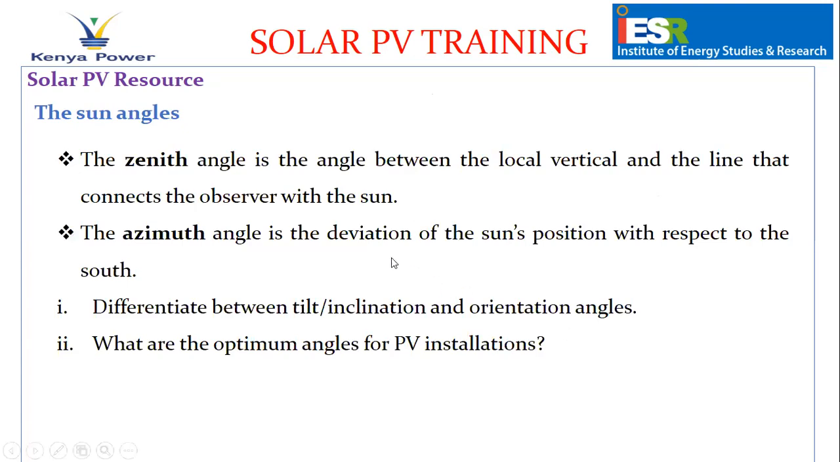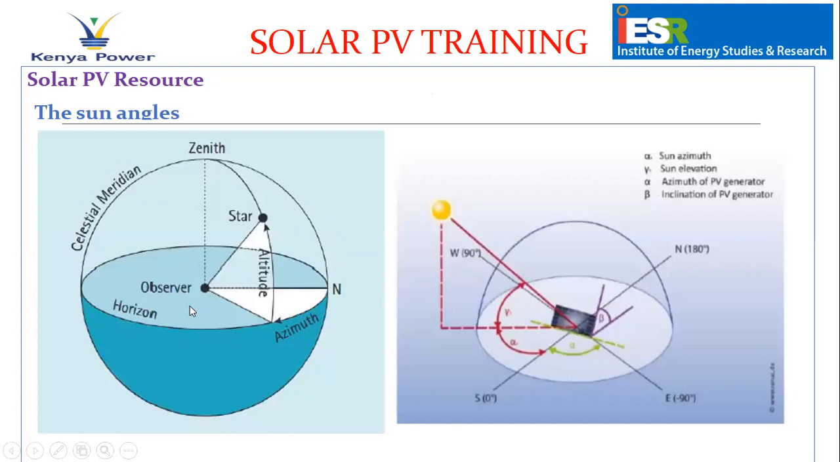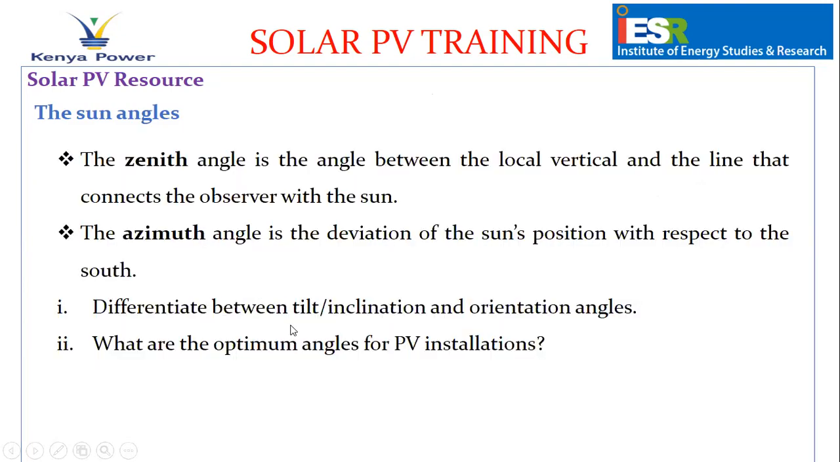Now, there are two important angles that we need to take note of. The angle between the local vertical and the line that connects the observer with the sun is what we call the zenith angle. You can see the zenith angle. And then the angle with respect to the horizontal is what we call the azimuth.